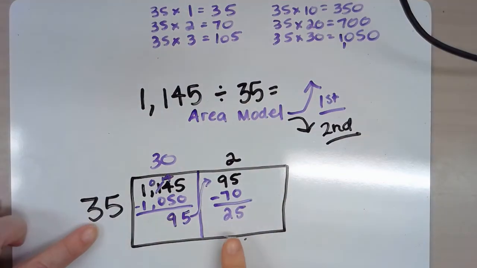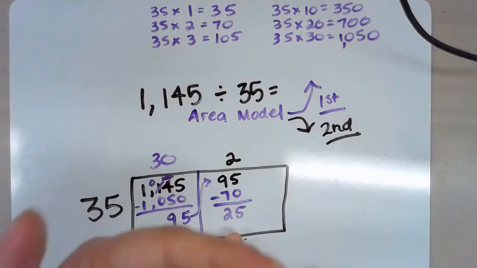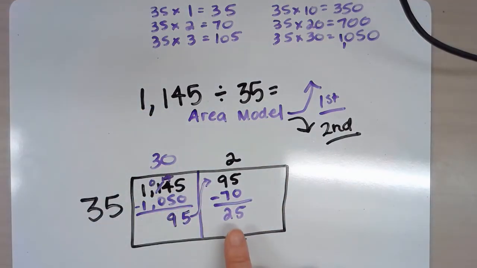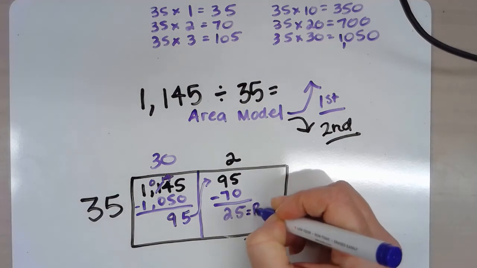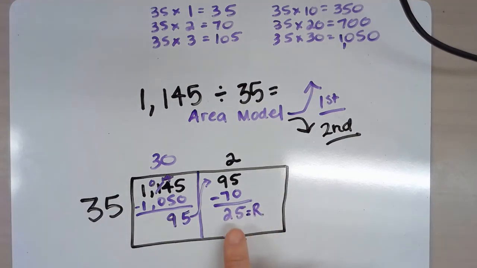I go back and I compare. If I have 25 pieces of candy still left, would I have had enough to go and give each of the 35 treat bags an additional piece of candy? No, I would not. I don't have enough for that. I can't equally share it. And division is all about equally sharing. Therefore, this 25 becomes my remainder.